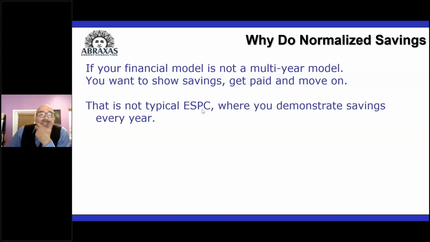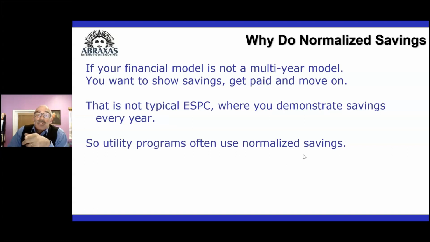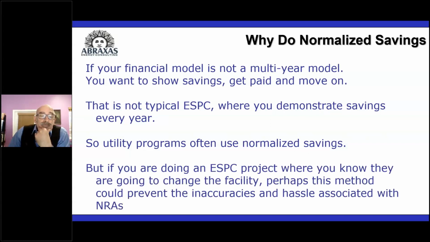So this isn't really the way performance contractors do it, because we're used to demonstrating savings every year. But utility programs often will do this because they want to get paid and move on. But there are times when you're doing a performance contract where they're going to change the facility, and maybe this method could keep you from having to do baseline adjustments, baseline modifications, or NRAs, same thing.